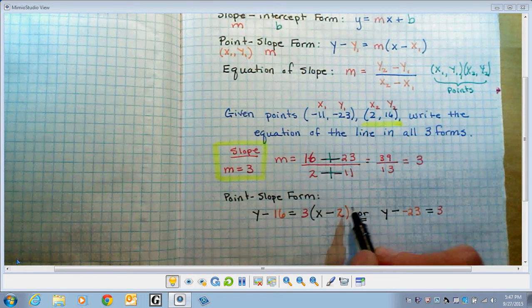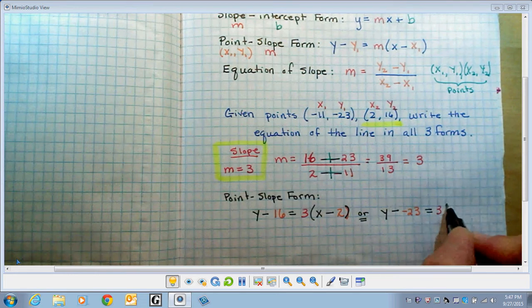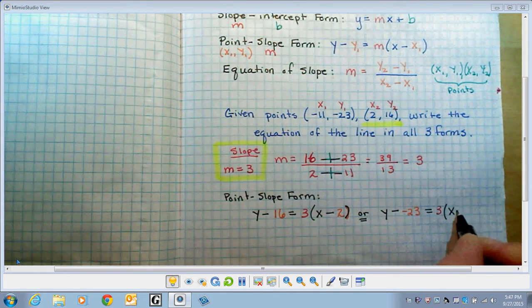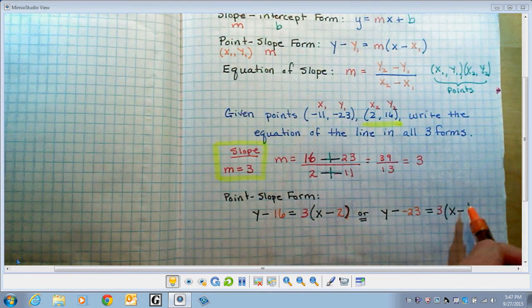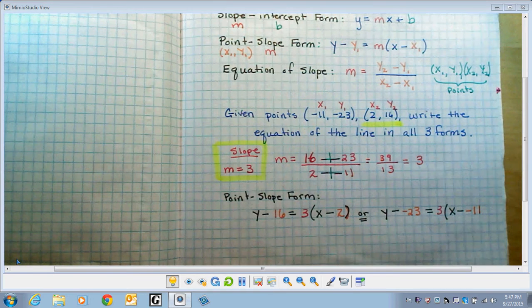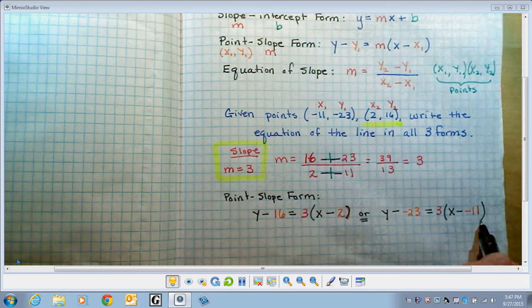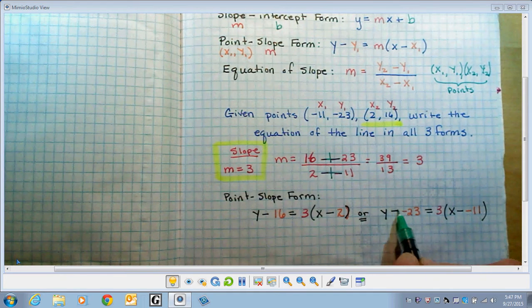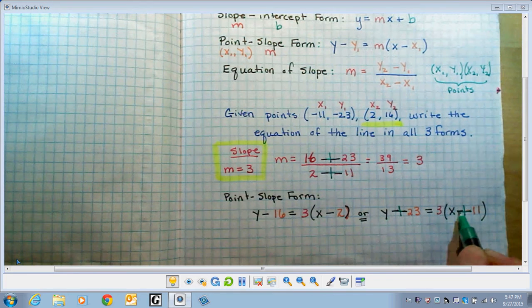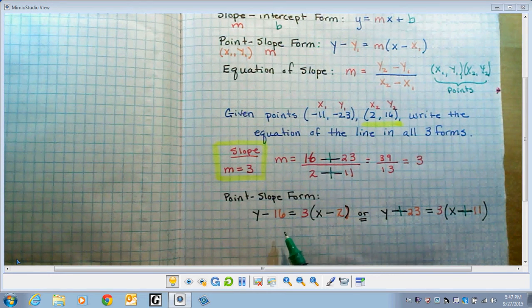Just notice I made this in orange. I'm going to change it to black. And then I have x minus, well, what is my x1? My x1 is minus 11. Okay? So remember, whenever you see a minus minus, minus times a minus is a plus. So these 2 equations are exactly the same.